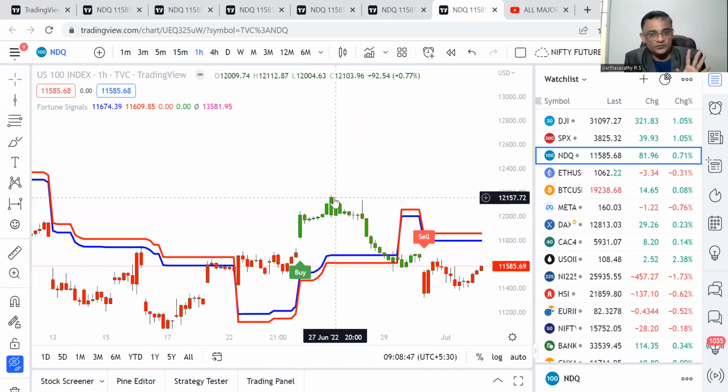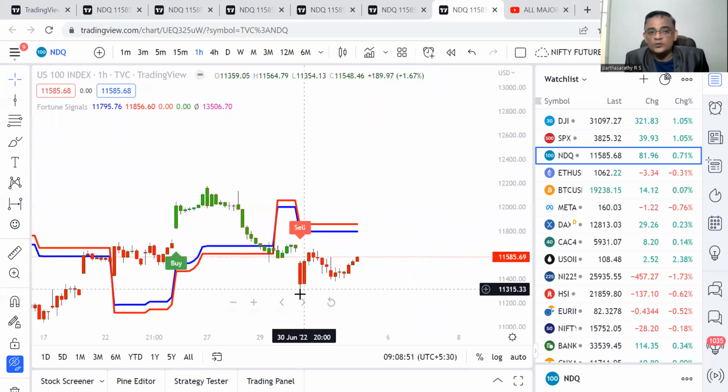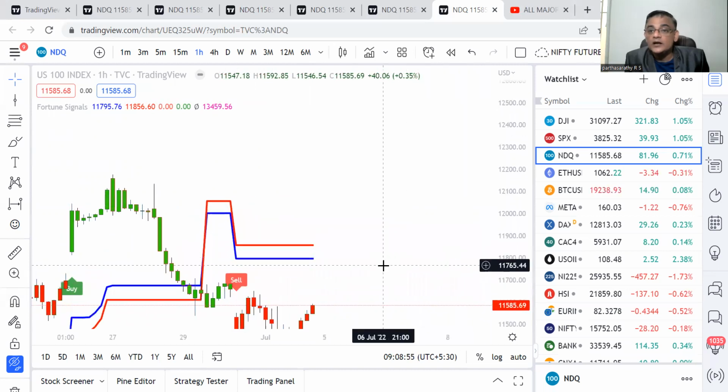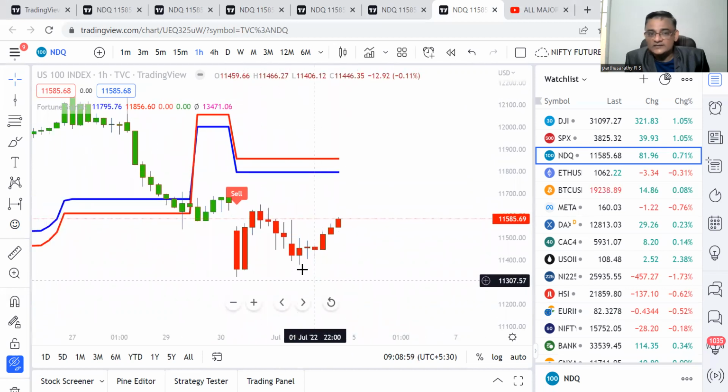Okay, so it has become genuine. Wait for it to come and touch the blue. You bought it here, and after that, it was a sell. But whether it's a genuine sell, no, 100% no. Why? The same logic applies here.